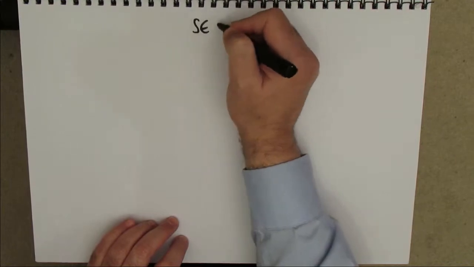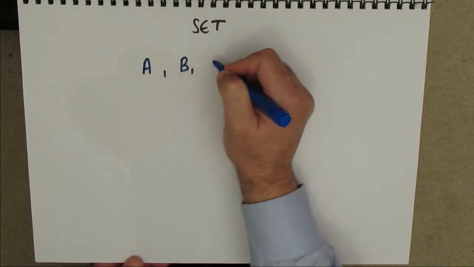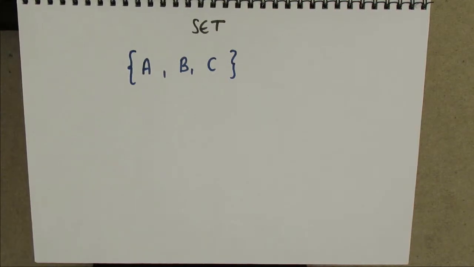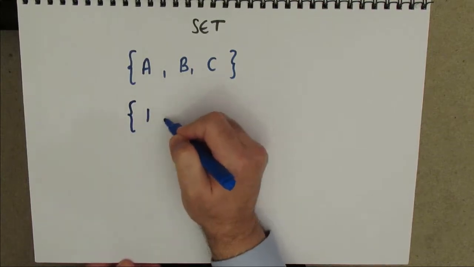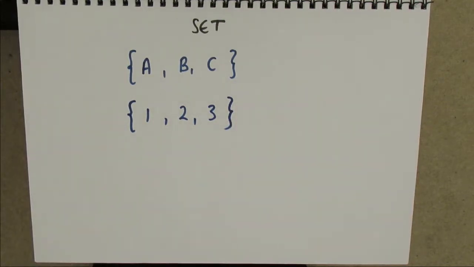Let's start off by defining a set. It is a collection of things or items separated by commas and enclosed in curly braces. This is a set of letters. This is a set of numbers. I can now count the items, usually called elements of the set.